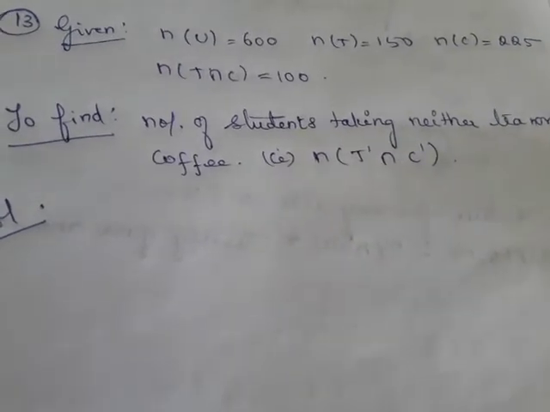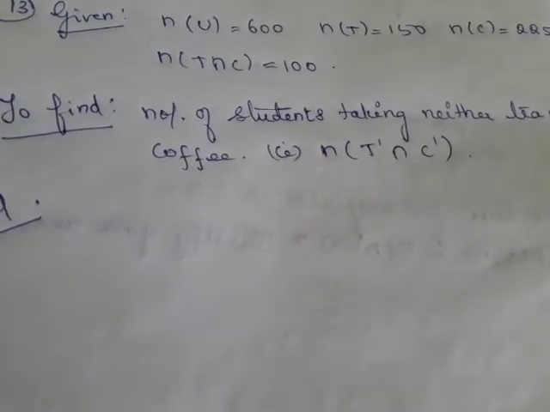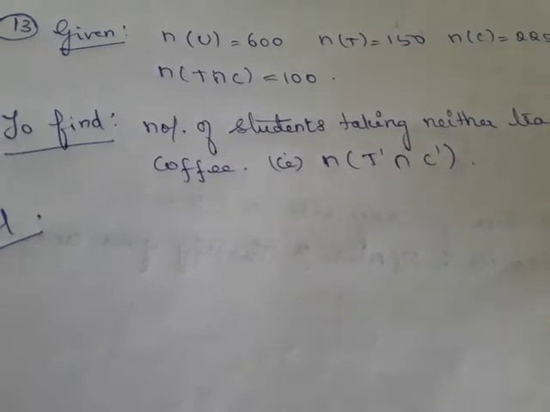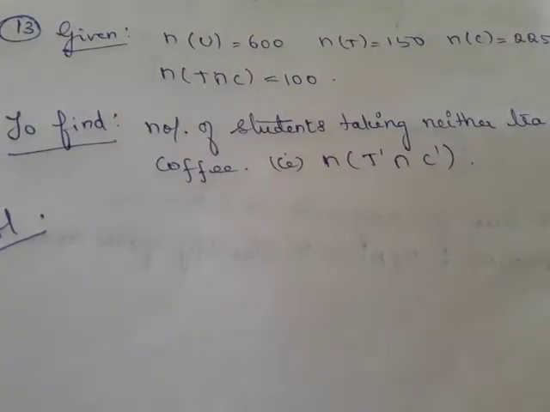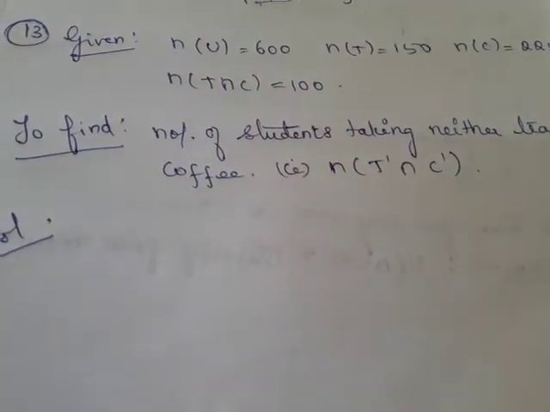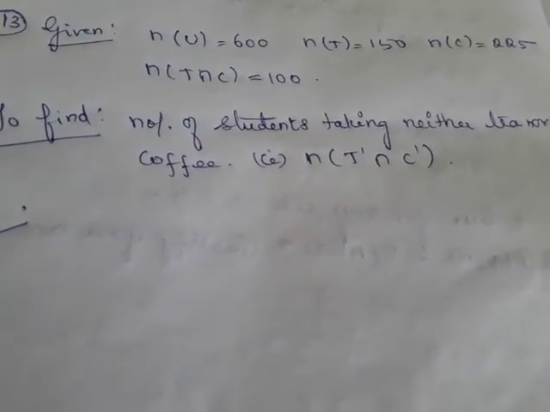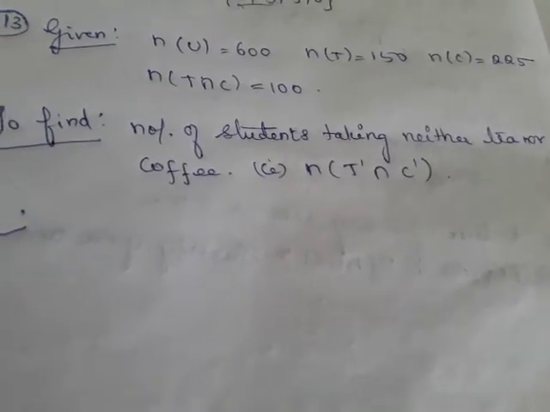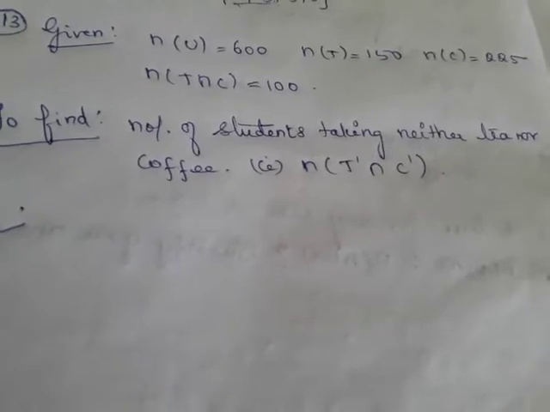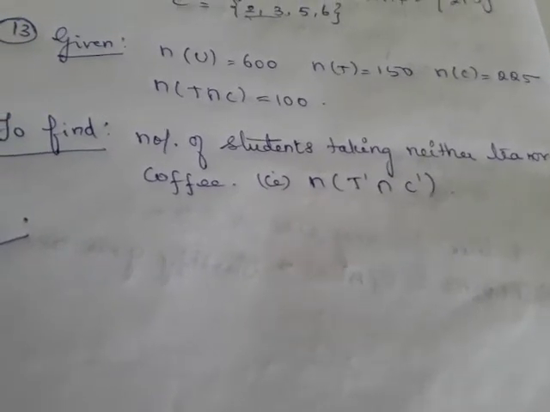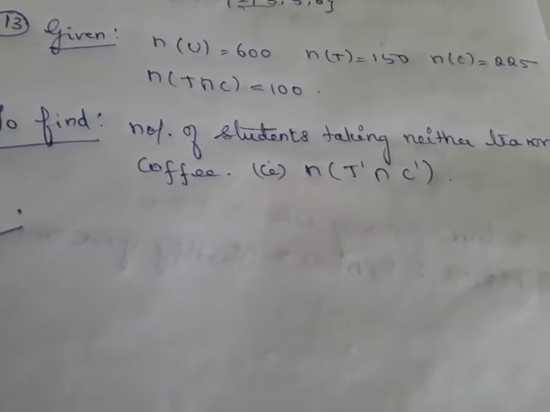The question is, in a survey of 600 students in a school, 150 students were found to be taking tea. We have solved problems of this kind. So a survey of 600 students means the universal set. That's why I have written n of U is equal to 600. 150 students were found to be taking tea, so we represented the set as capital T.